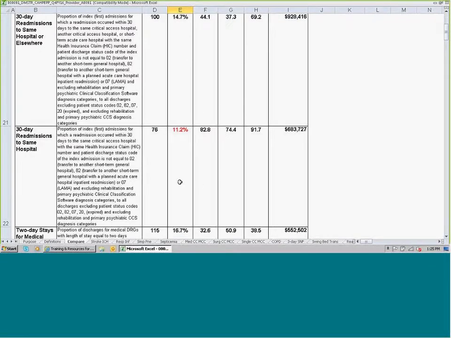Here's the target area for which this hospital is a high outlier. The 30-day readmissions to same, a numerator count of 76, the target area percent was 11.2%. When compared to all of the hospitals in the nation, 82.8% of the hospitals in the nation have a lower target area percent. So again, thinking about that ladder, we're up near the top, in the top 20%, and so that gives you some context, helps you think about how your target area percent falls within that distribution. As compared to the jurisdiction, 74.4% of the hospitals have a lower target area percent, and as compared to the state, 91.7% of the hospitals have a lower target area percent.